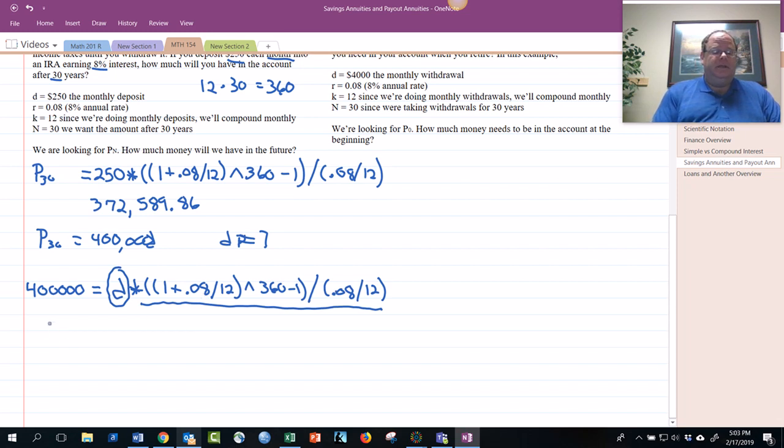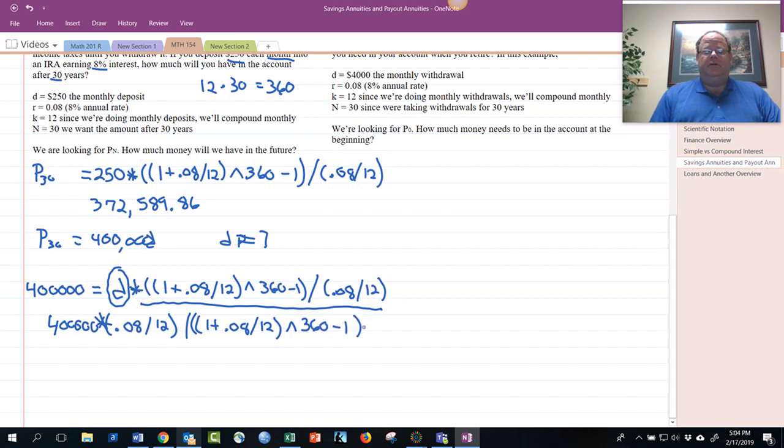So what that comes out to be then is the 400,000 times, and we have to put our times symbol, the 0.08 divided by 12, right? Now divide, and then the rest of it: 1 plus, actually it's 2 parentheses, almost forgot. So divide, open parenthesis, 1 plus 0.08 divided by 12, close parenthesis, exponent, 360 minus 1, close parenthesis.